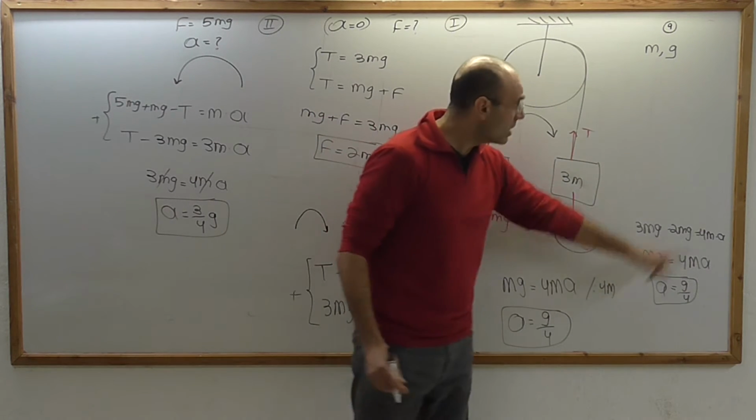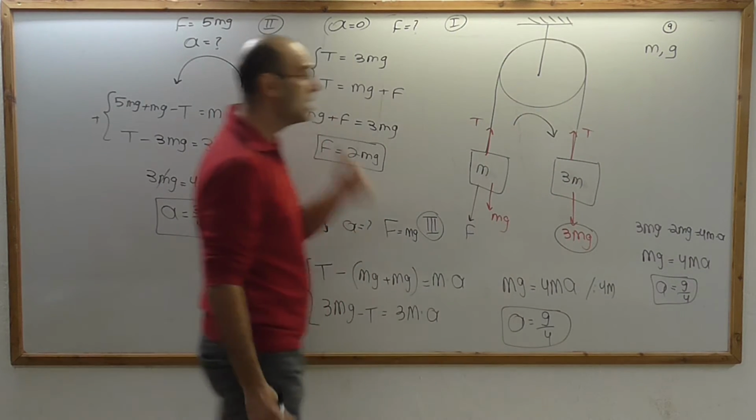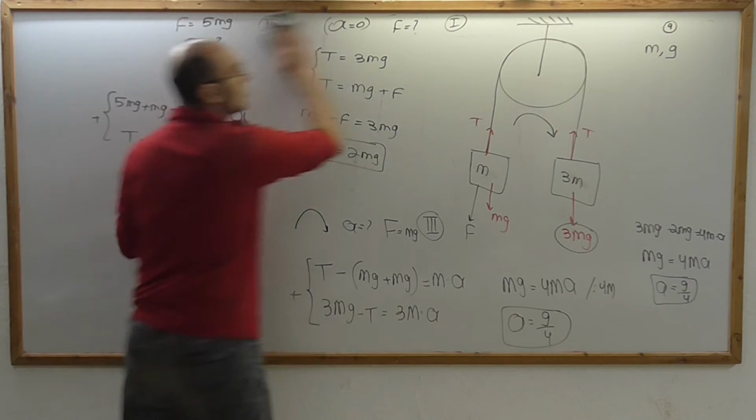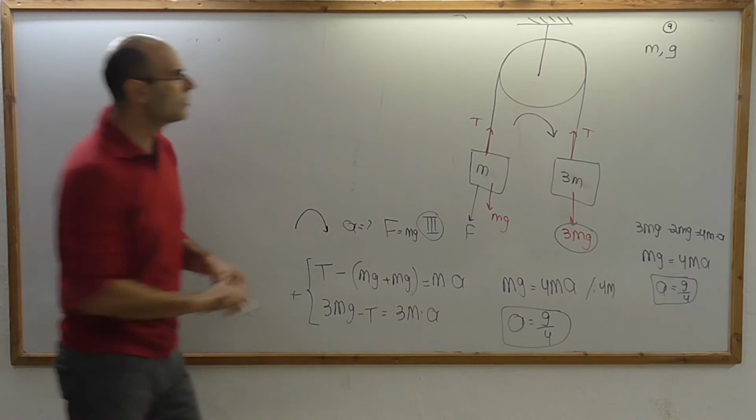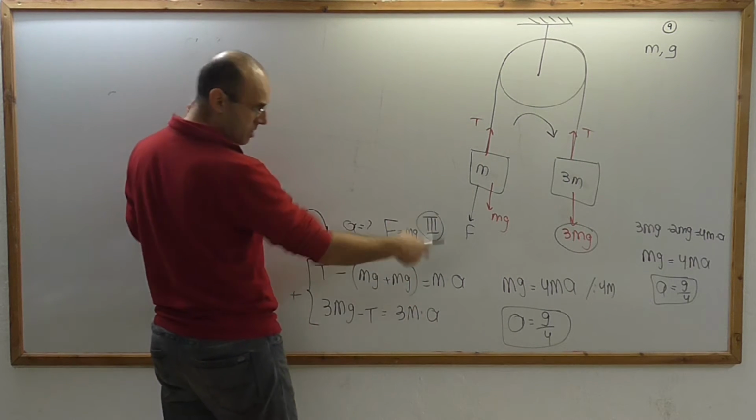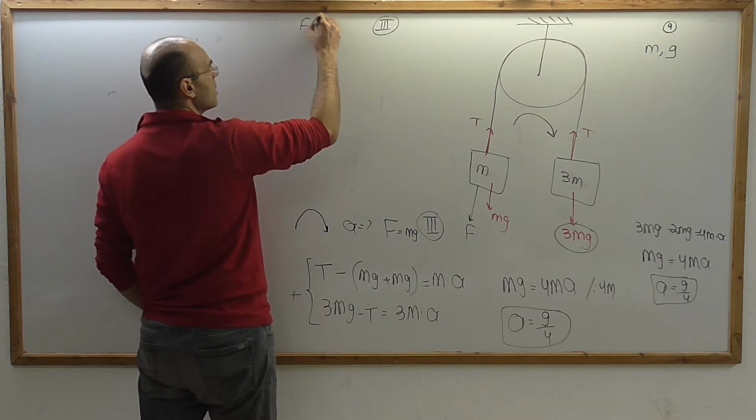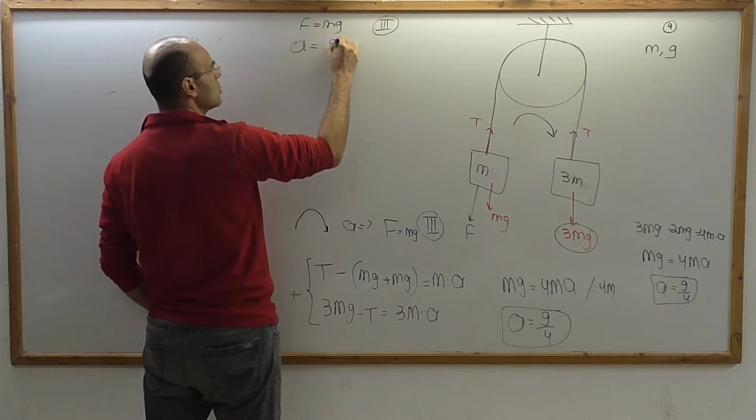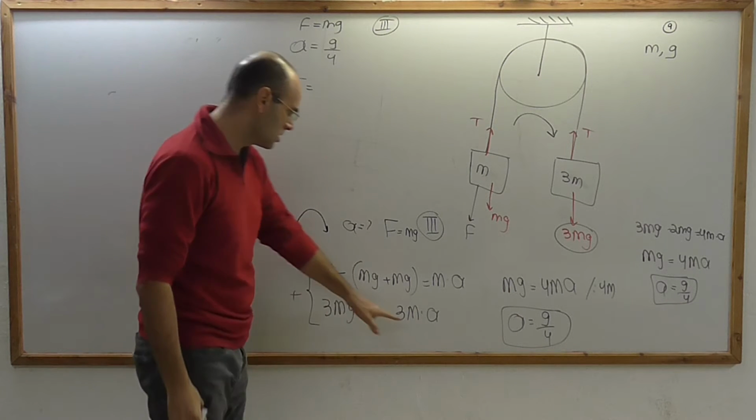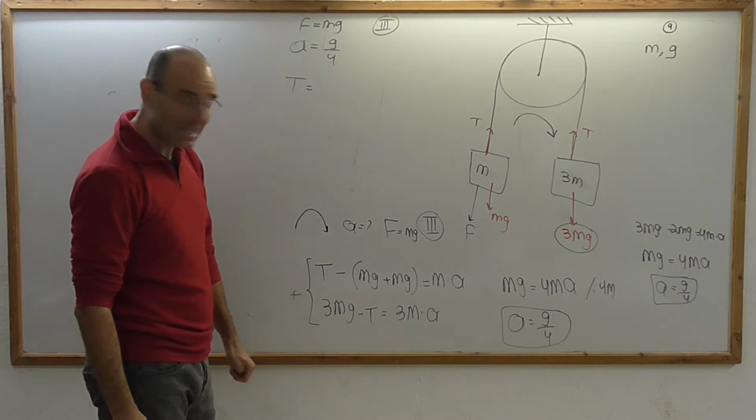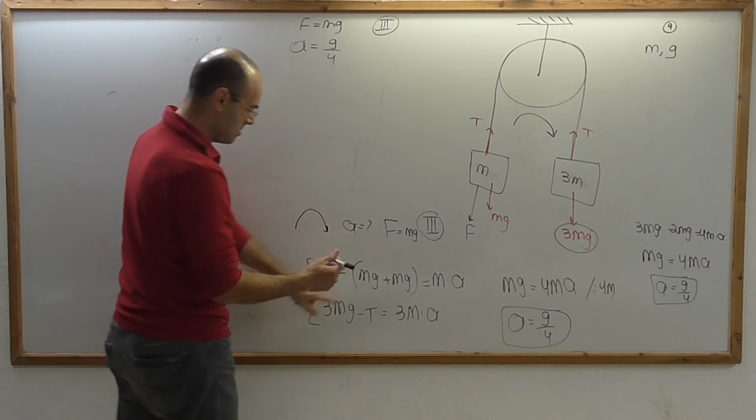One more thing, when we're dealing with letters, don't use units. Just leave it like that. One more thing on this system, if I want to ask you what is the tension, let's go to the third problem. In the third problem, we knew that F was mg. We found the acceleration g over 4. Let's find the tension also. I need to calculate it, and I don't like these calculations, but still, let's find it from here.